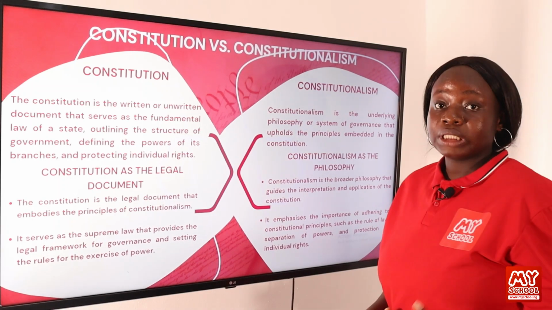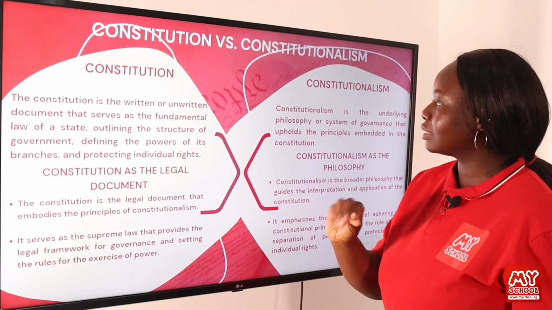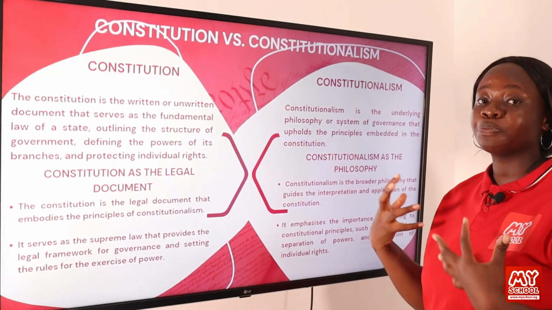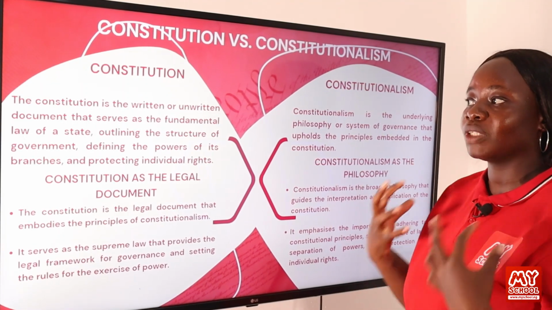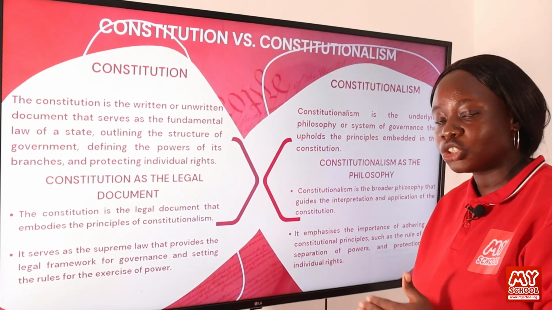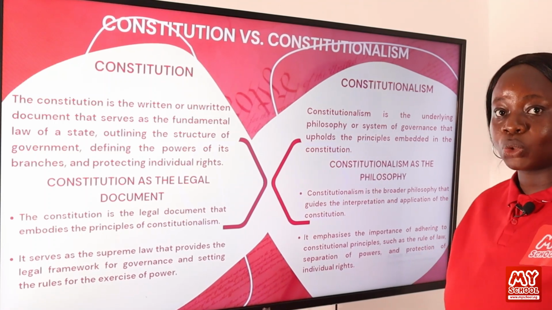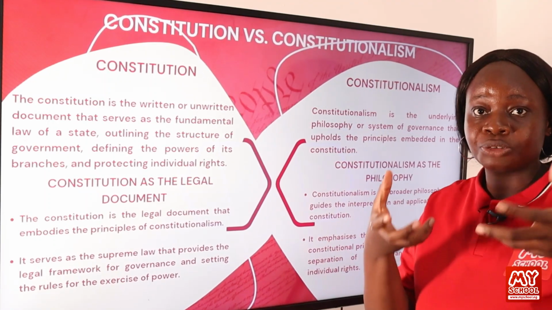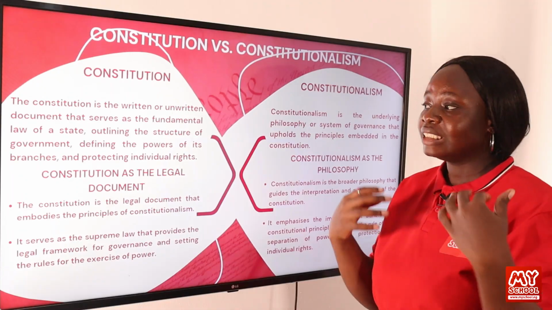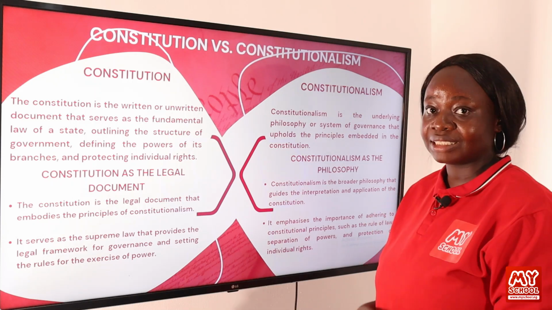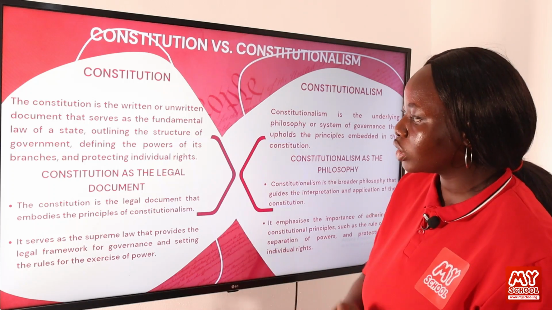So what's the difference between a constitution and constitutionalism? While a constitution is a legal document, constitutionalism is a philosophy, it's a principle. So the Constitution is the written or unwritten document that serves as the fundamental law of the states, outlining the structure of government, defining the powers of its branches, and protecting individual rights. So it is that document, whether written or unwritten, that helps to outline the structure of the government, the rights of individuals within that state, and every other thing that helps to ensure the smooth running of government. So the Constitution is a legal document.